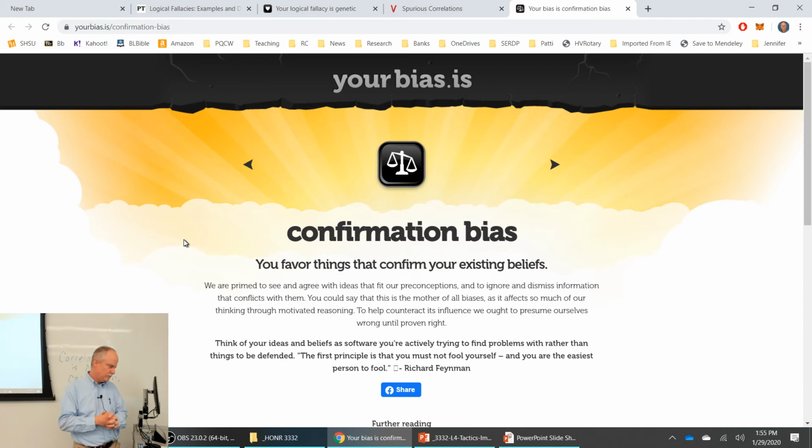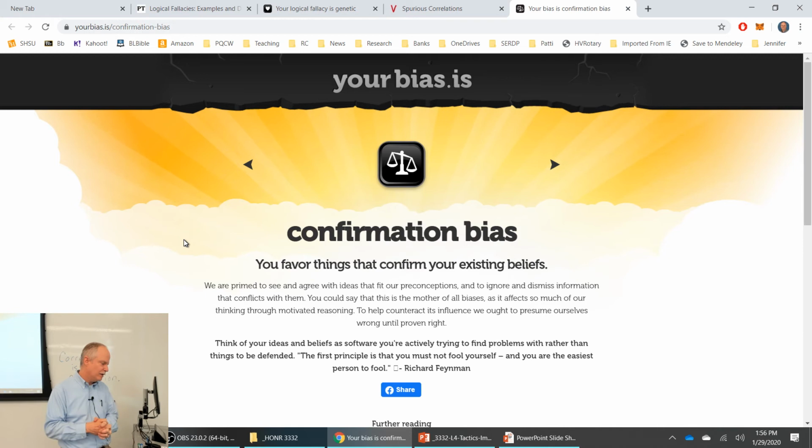So the text here says, we are primed to see and agree with ideas that fit our preconceptions and to ignore and dismiss information that conflicts with them. You could say this is the mother of all biases, as it affects so much of our thinking through our motivated reasoning. To help counteract its influence, we ought to presume ourselves wrong until proven right. So we should question our own beliefs and think about them and try to support them to ourselves.